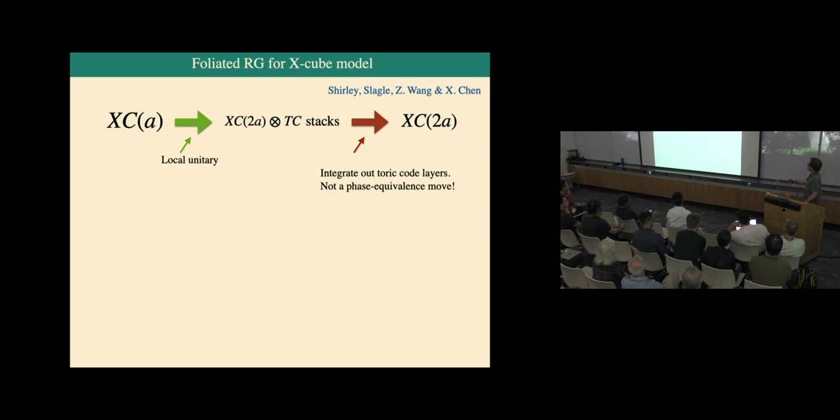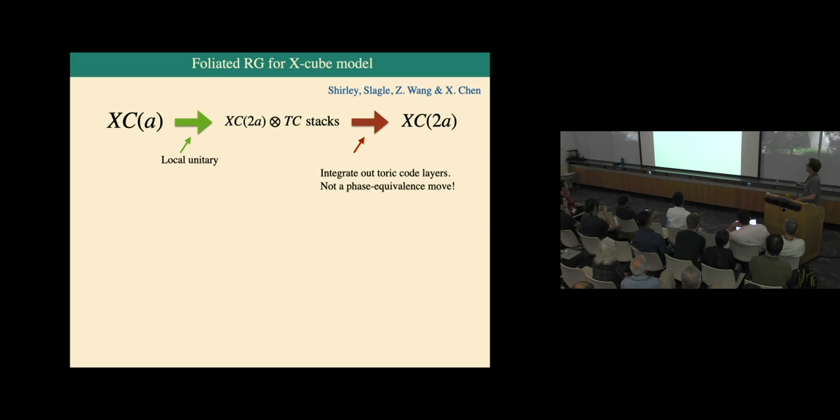But if we want to have a hope of making the X-cube model into a fixed point, we need to integrate out the toric code stacks at this step. So we integrate out the toric code layers. Now, there are a couple of things we can say about that. One thing we can say is this is definitely not a phase equivalence move. We're not allowed to do that.